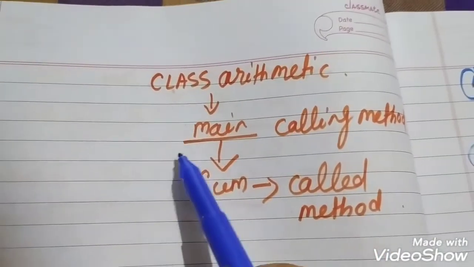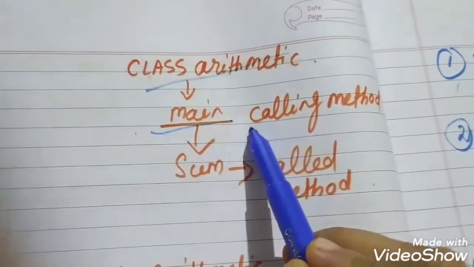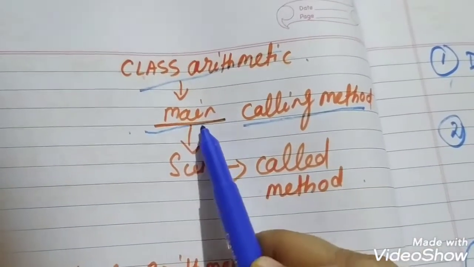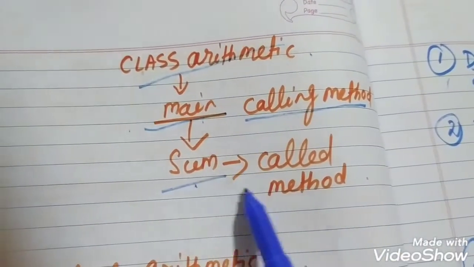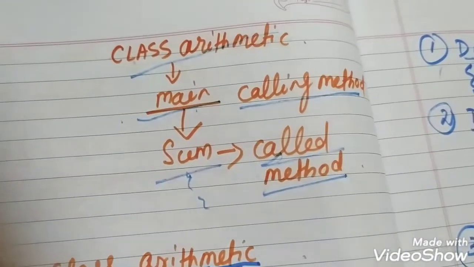Okay, now look at the diagram. You can see it clearly now. In class arithmetic, the main method is called the calling method. It invokes the sum method. The sum method, where the procedure is written, is called the called method.